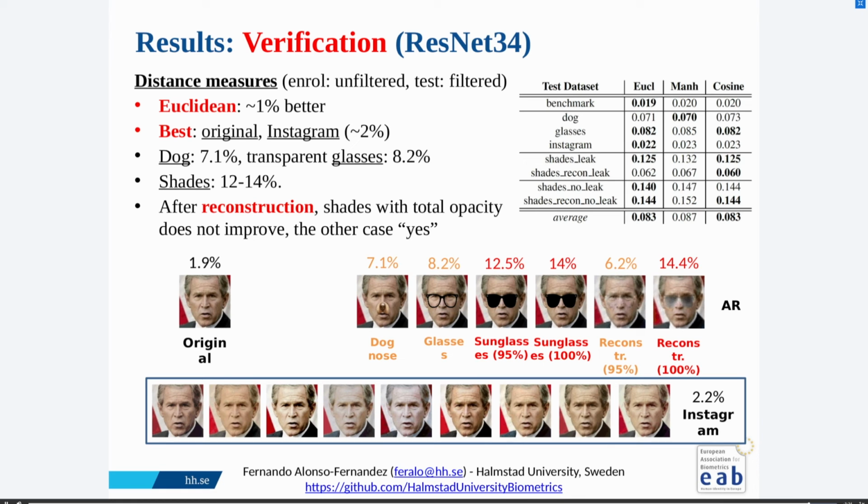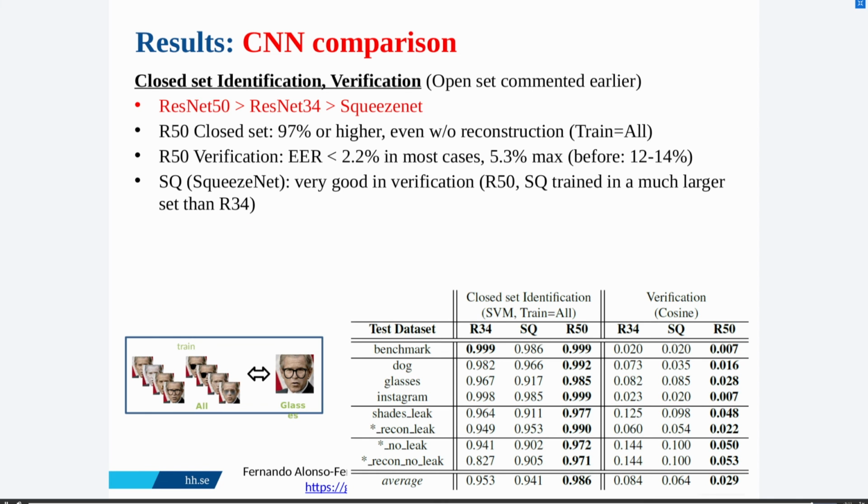After reconstruction, we are able to recover somehow, at least with this type of reconstructed image. We are able to go to 6%, which is still not the same as the original. So even if we somehow recover the eye region, this reconstruction still is not as good to provide the same performance as the original images.